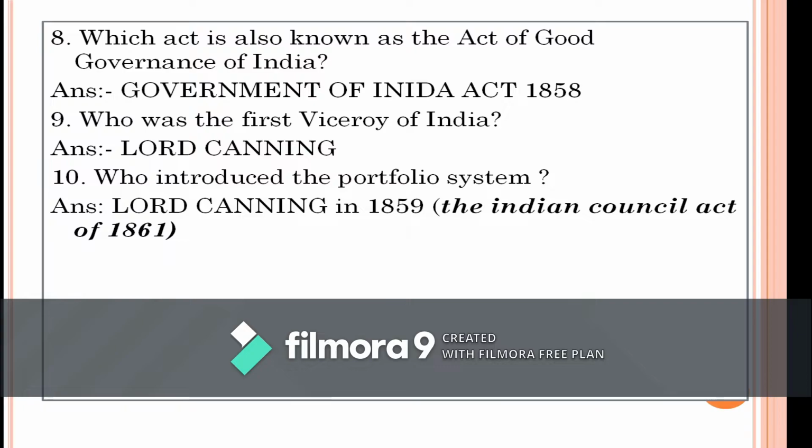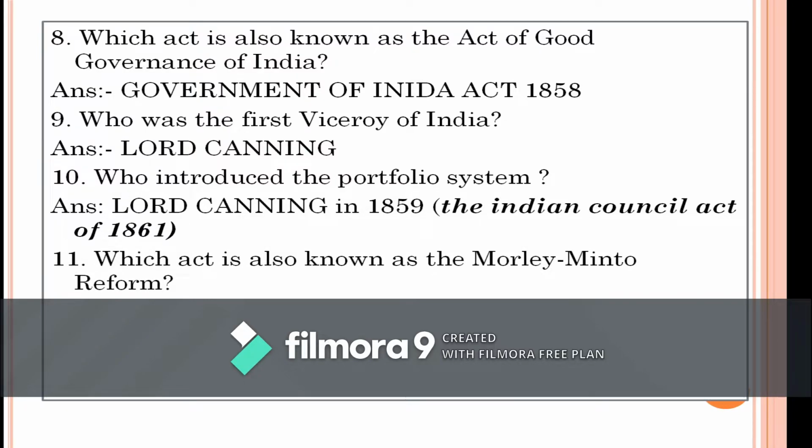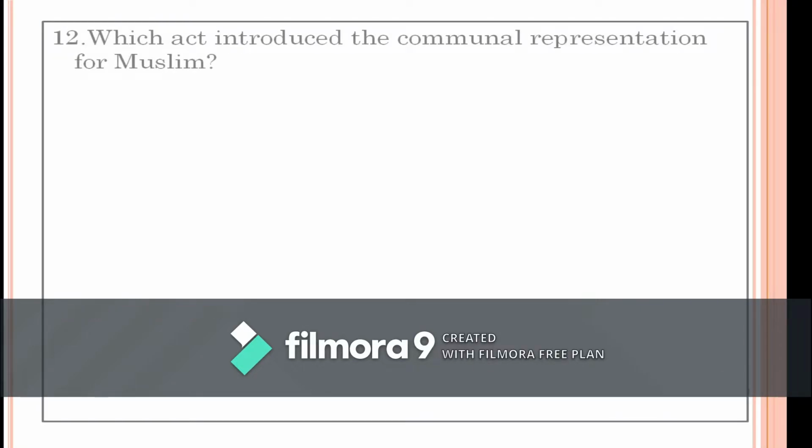The next question is, which act is also known as the Parliamentary Reform? Very easy question. Which act is known as Parliamentary Reform? The answer is the Indian Council Act of 1909, also known as the Parliamentary Act. The next question is, which act introduced the communal representation for Muslims? Communal representation for Muslims was introduced by the Indian Council Act of 1909.